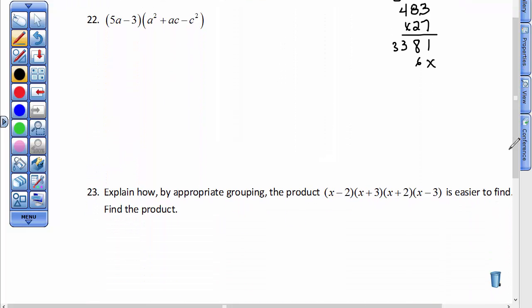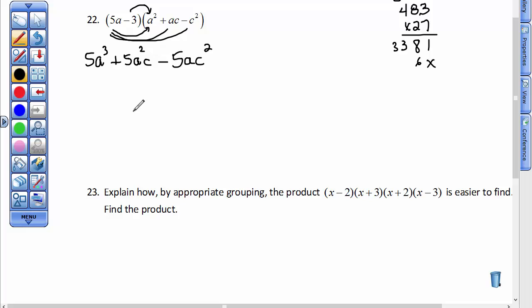I'll stick with the distributing kind of format here, so I'm going to take the 5a times a squared and get 5a cubed, and 5a times ac is 5a squared c, and 5a times a minus c squared is a minus 5a c squared. Then right here, a minus 3a squared.